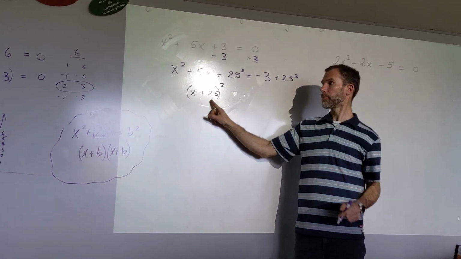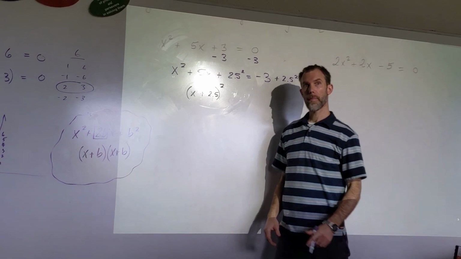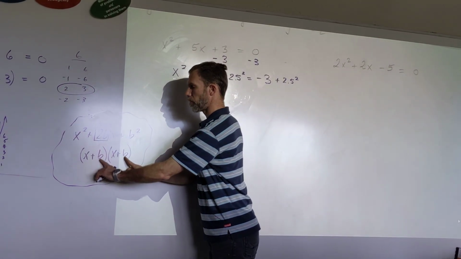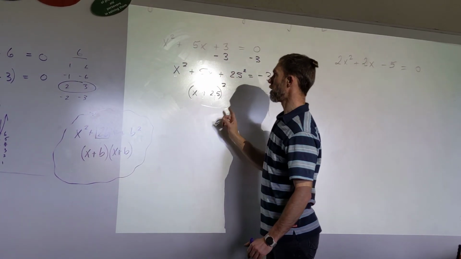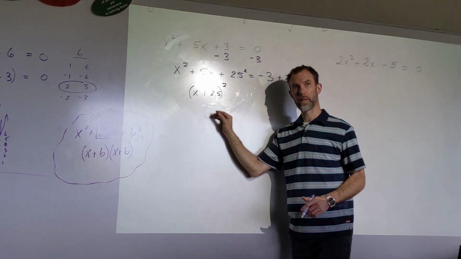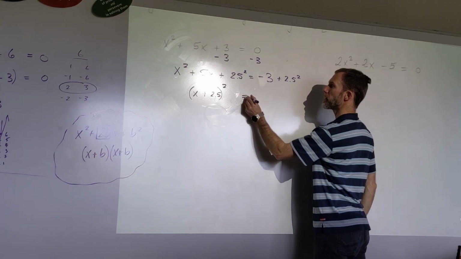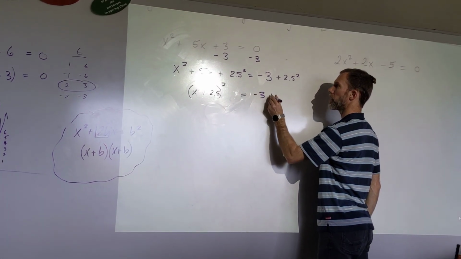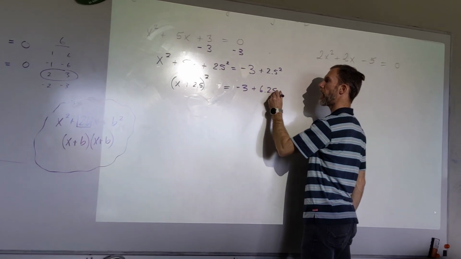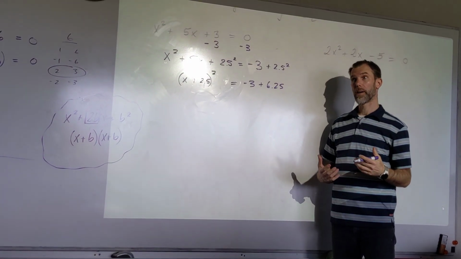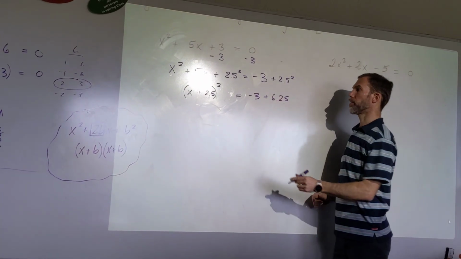Okay? All right, so b squared is what we get when we multiply these together. But I don't want to multiply them together because I want this form, because we can use square roots to solve with that form. On this side, however, -3 plus 6.25 is what I really need to do here. So I need to simplify this side a little bit.